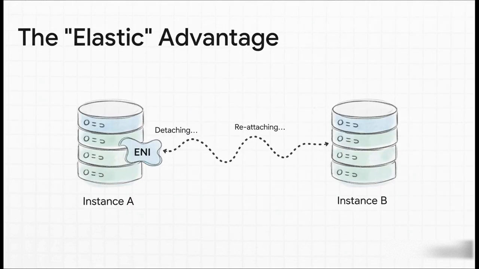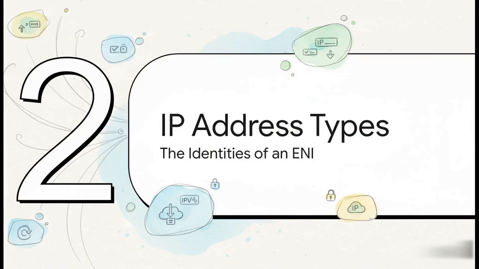Now, this is where that word elastic in the name really starts to shine. See, unlike a physical network card that's bolted into a machine, you can detach an ENI from one server and reattach it to a completely different one, often while it's running. And this isn't just some neat party trick, it is the absolute key to building highly available systems that can fail over in a flash. An ENI isn't just about a single identity, though. It's more like a chameleon. It can manage several different types of IP addresses all at once, and each one serves a very different purpose.